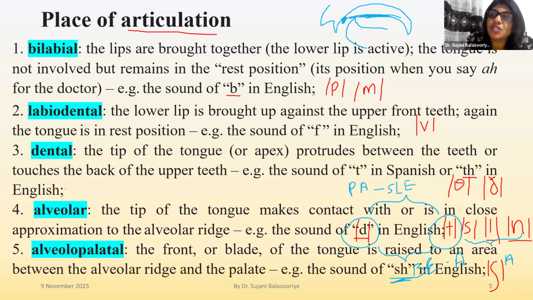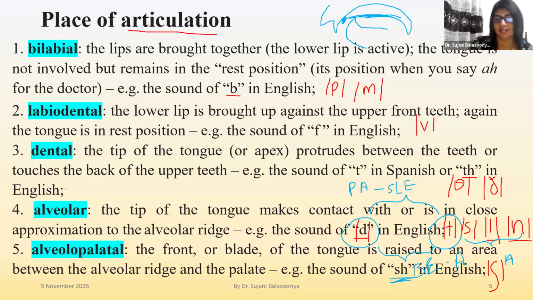Okay, sh, sh. Your tip of the tongue touches the alveolar ridge when you say sh. But not only that, your front of the tongue, front means the middle part of the tongue, rises towards the area called hard palate. Tip of the tongue rises and touches the alveolar ridge. At the same time, the front of the tongue rises and touches or goes very near to the hard palate. That is why we call it alveolar palatal.